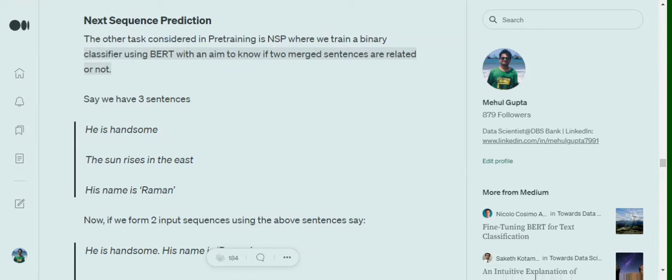The next part in the pre-training of BERT is next sequence prediction. As I told you earlier, in pre-training we train the model on two major problems: MLM, masked language modeling, and second, next sequence prediction. So let's understand what next sequence prediction is.